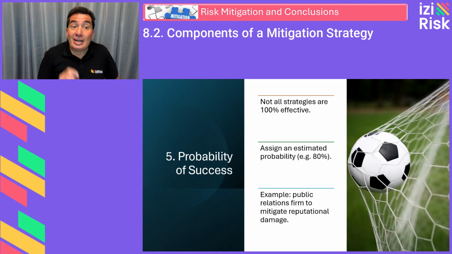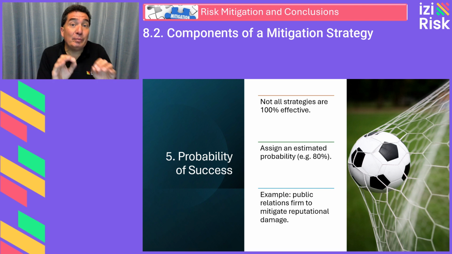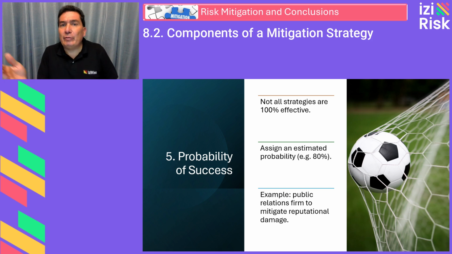Probability of success. Not all strategies are 100% effective. It is important to assign them an estimated probability of success. For example, hiring a public relations firm to counter reputational damage. This strategy might have an 80% probability of success, which should be factored into the analysis.